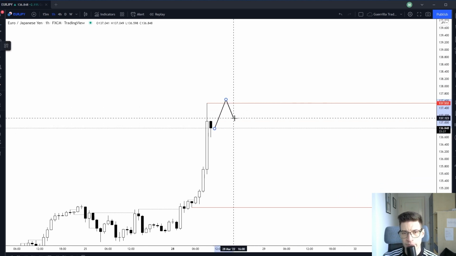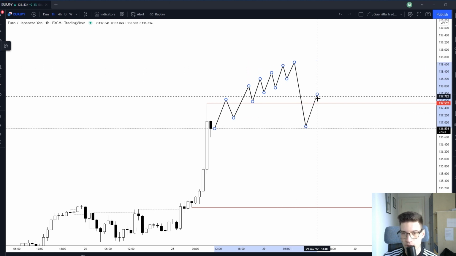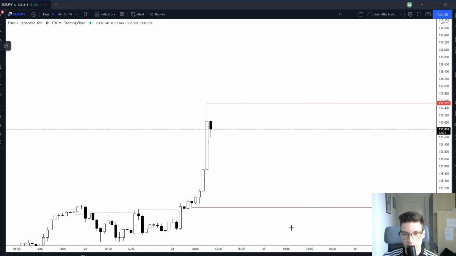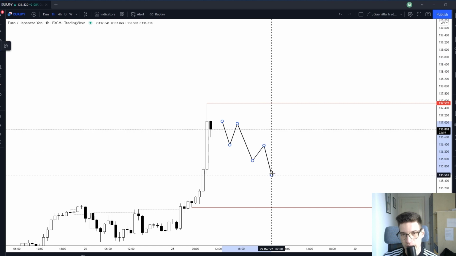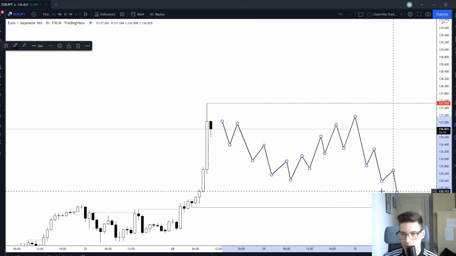Also, if we start to form an ascending structure right here, I will look for a reversal, then a short trade. What I'm expecting is more of a range, since it is Monday. So something like this.